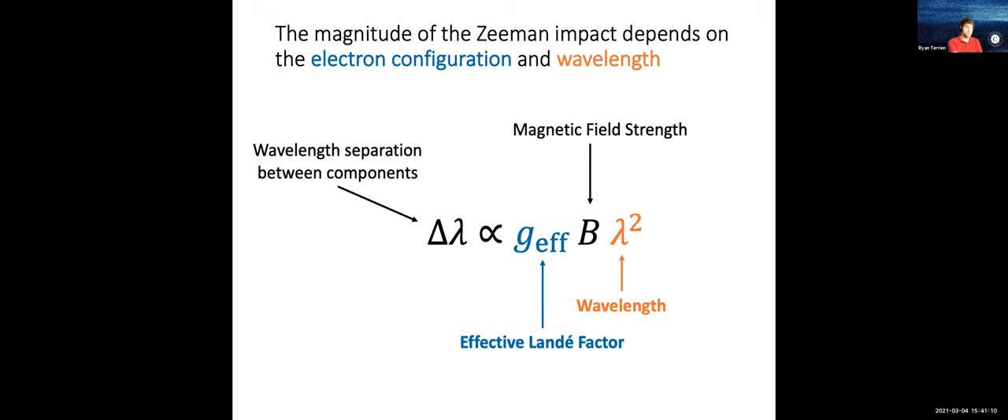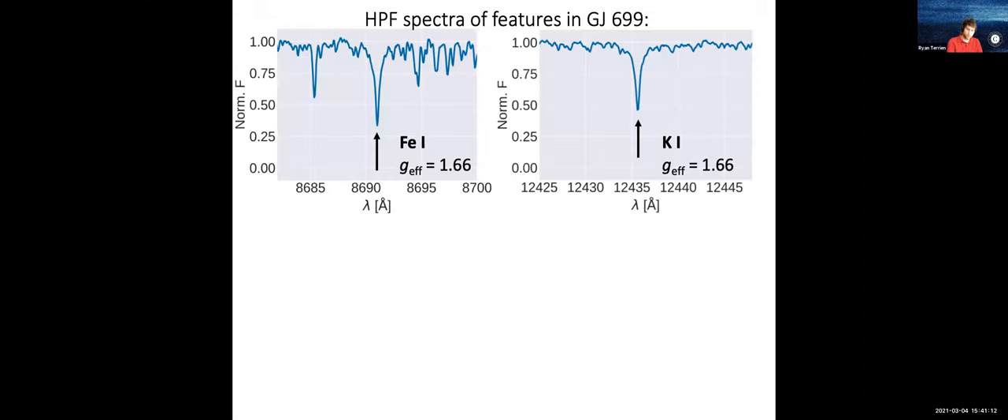And so let's actually look at some HPF data. So this is, again, spectra of Barnard's star. It's a nice standard, so we'll keep coming back to it. And two lines at the blue and the red end, an iron line on the left and a potassium line on the right. These are both rather strong lines, and they're also in regions that are fairly clean of telluric absorption. They have fairly typical levels of magnetic sensitivity. Their Landé factors are around 1.6.